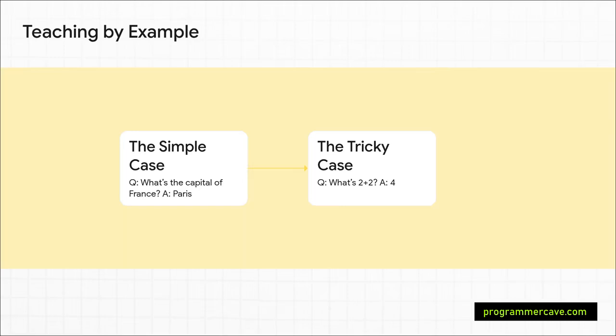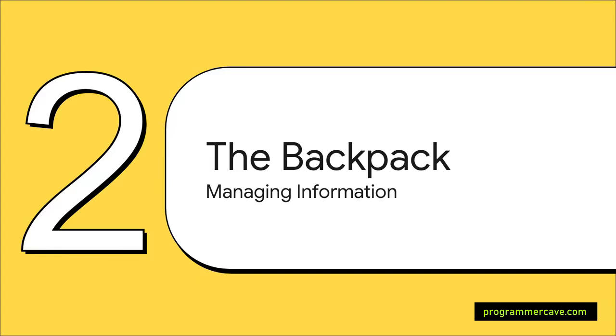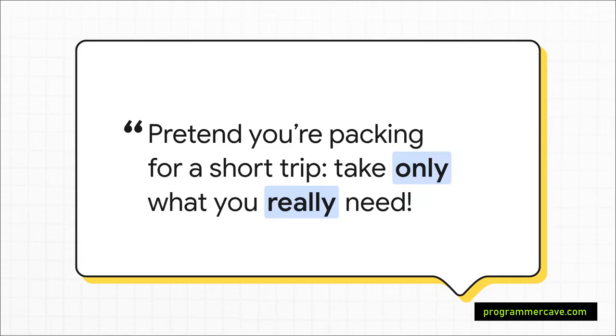Okay, so we've set the rules. Now we need to manage the information the agent carries with it. I like to think of this as packing the perfect backpack for its journey. This analogy is just perfect. You see, AI models have a limited attention span. We call it a context window.